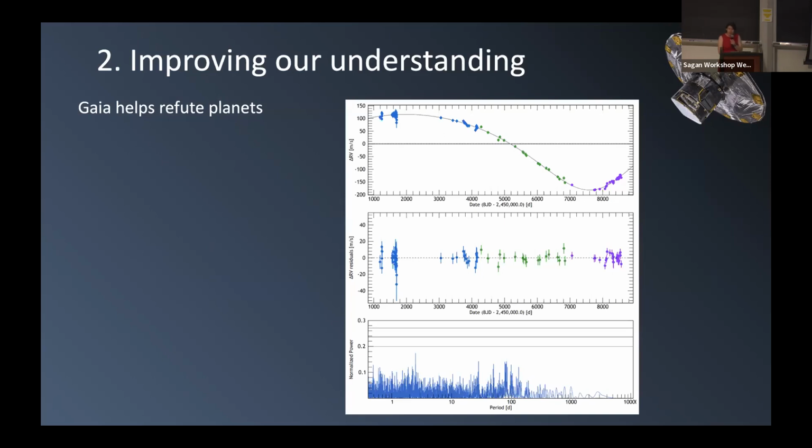Okay. Gaia also, this is the depressing part. As if throwing away candidates wasn't super depressing.